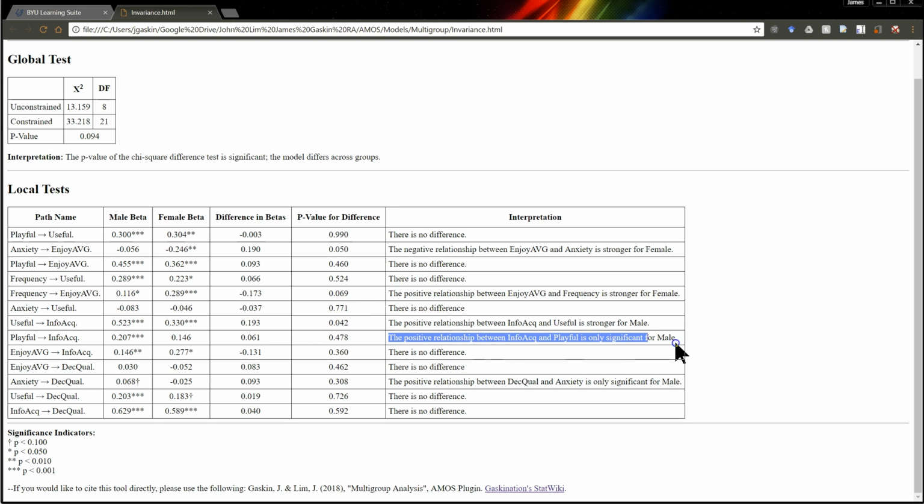However, the interpretation is that the positive relationship between these two variables is only significant for males, meaning playfulness is only a good predictor of information acquisition for males. So even though the difference is not significant, it is meaningful that it is a significant predictor only for males. So that is some form of moderation there. Anyway, and when there is no difference, it says there's no difference.